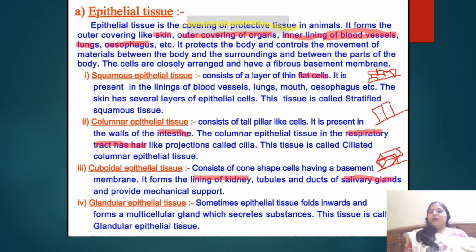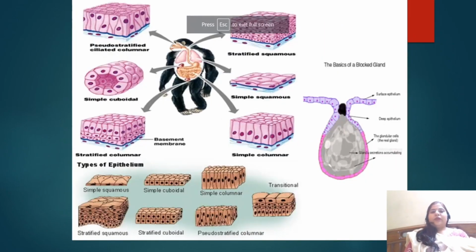Then we have glandular epithelial tissue, which folds inward and forms multicellular glands and secretes substances. Either they will secrete hormones or they will secrete enzymes, and therefore they are called glandular epithelial tissue. Right. So let's understand further.